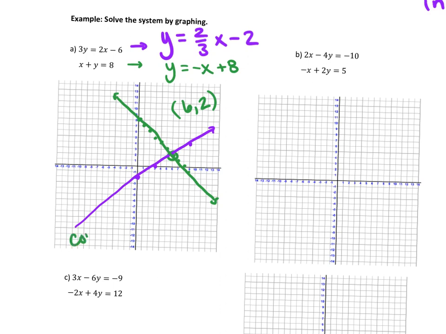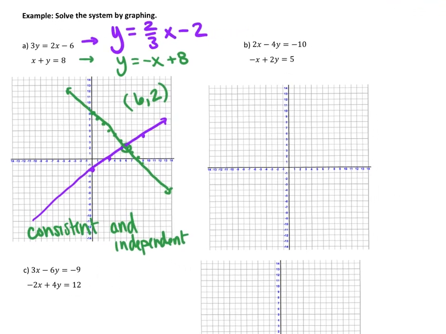And because they have one intersection, this is called consistent and independent. Independent because it's unique. It's a unique solution. If we look at the next equation, 2x minus 4y equals -10.